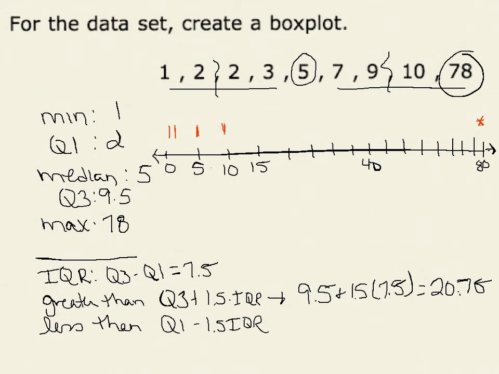In order to construct the box plot, we are going to create whiskers from the lower quartile to the minimum value. Our box is going to be created by connecting the lower quartile and the upper quartile. Finally, since we have 78, our largest value, as an outlier, our whisker is going to extend to the next largest number in our data set, which is 10.